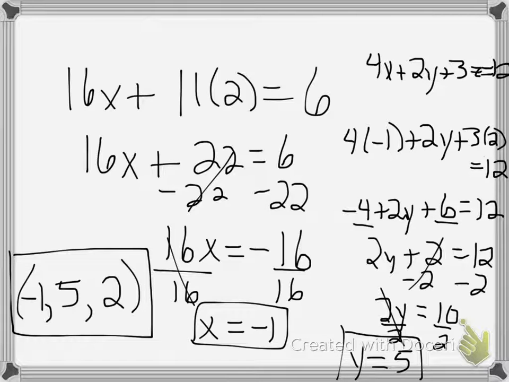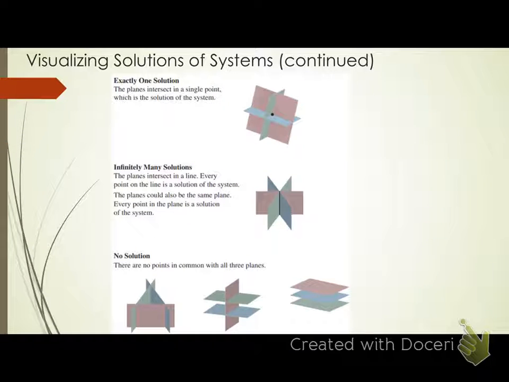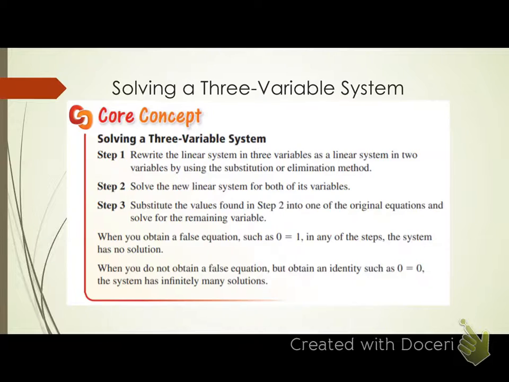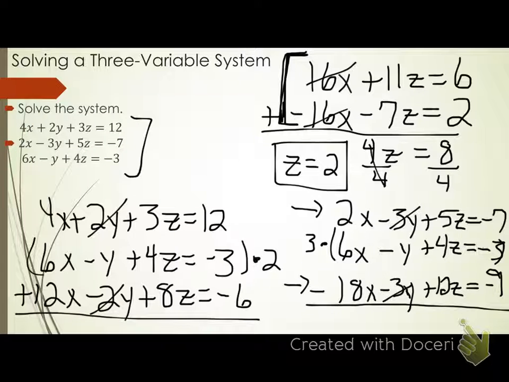How would you graph it? -1, 5, 2. Remember, the graph of these are these planes. So like I said Thursday, I'm not going to make you graph these. That'd be very difficult. So I'm not going to make you graph them. We're just going to solve using substitution and elimination. Okay? Questions on this first example?